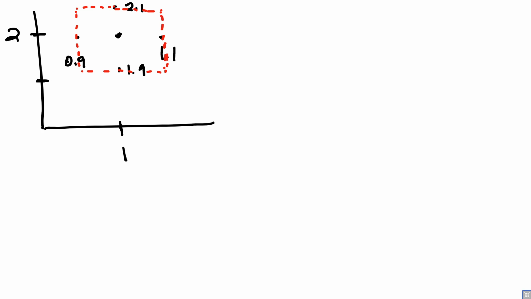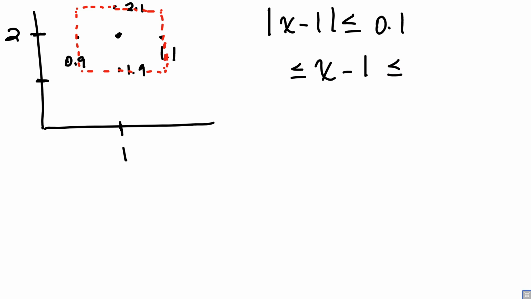Now, of course, you don't have to draw this. You can just deal with solving the inequalities. So the first one: if you have the absolute value of x minus 1 is less than or equal to 0.1, that's basically saying that x minus 1 is bounded between 0.1 and negative 0.1. So add 1 to both sides. I get 0.9 is less than or equal to x is less than or equal to 1.1. So that tells us that x is bounded between 0.9 and 1.1.